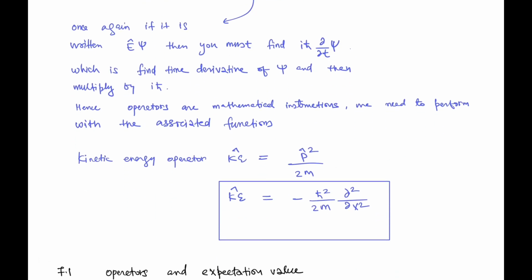So in plain and simple language, if it is written as E cap psi, then you must find this value, that is iota h bar d by dt psi. Hence, operators are nothing but mathematical instructions we need to perform on the associated function.